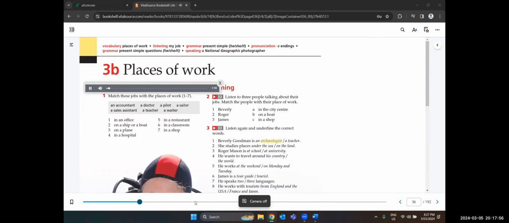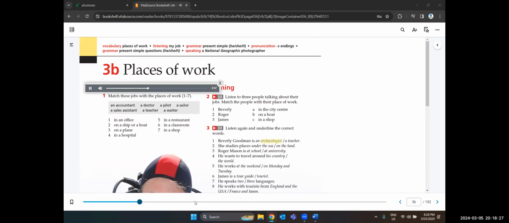Track 33, Unit 3B, 1. Beverly Goodman is a marine archaeologist, and she works for National Geographic. She has an office, but she doesn't work there very often. She usually works on her boat in the Mediterranean and looks for objects from the past under the sea.